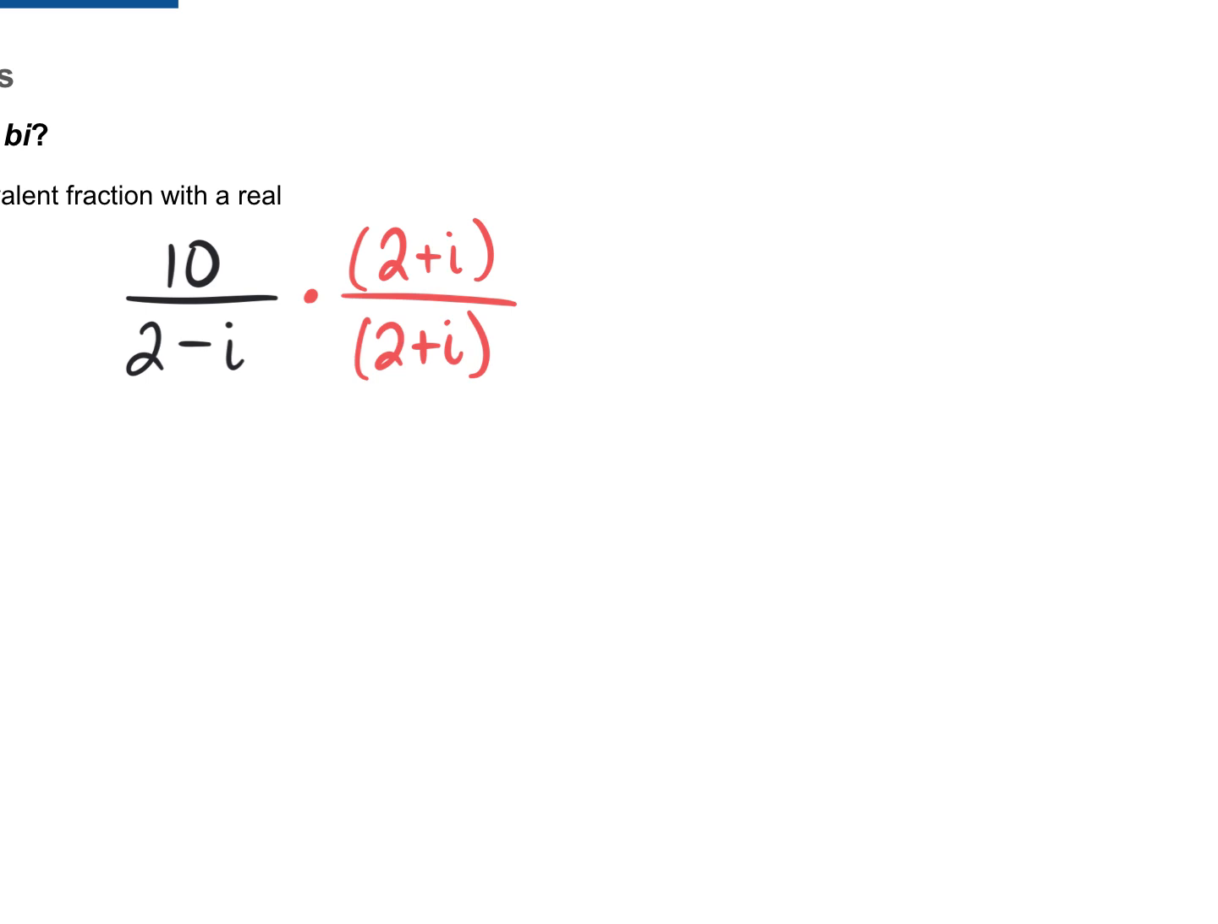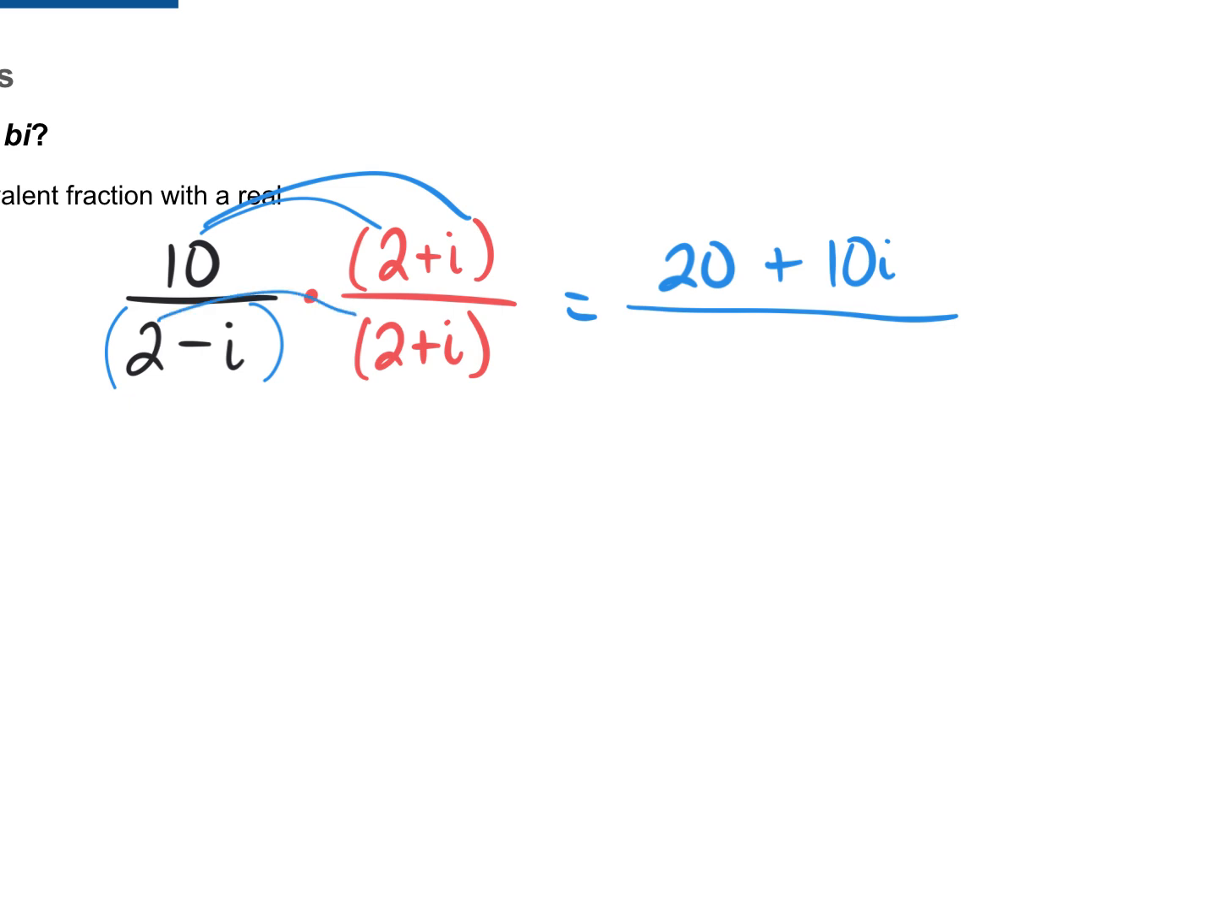Multiply 10 and 2, and then 10 and i. 10 times 2, 20. 10 times i, 10i. Moving on to the bottom. What should I do with this right here? Put parentheses around it so it reminds you. Now we're going to distribute both. What's 2 times 2? 4. What's 2 times i? 2i. What's negative i times 2? Negative 2i. And then what's negative i times i?